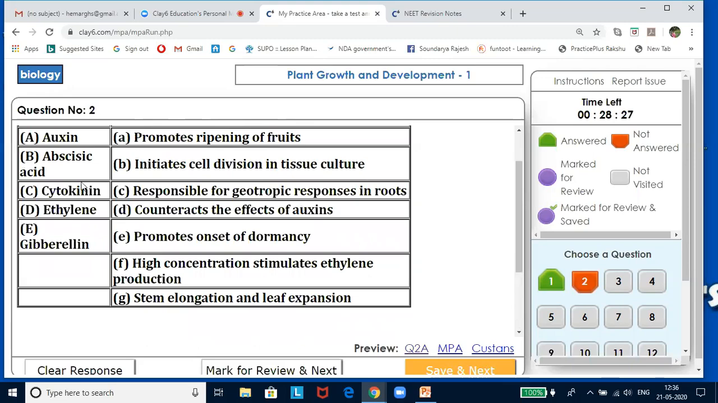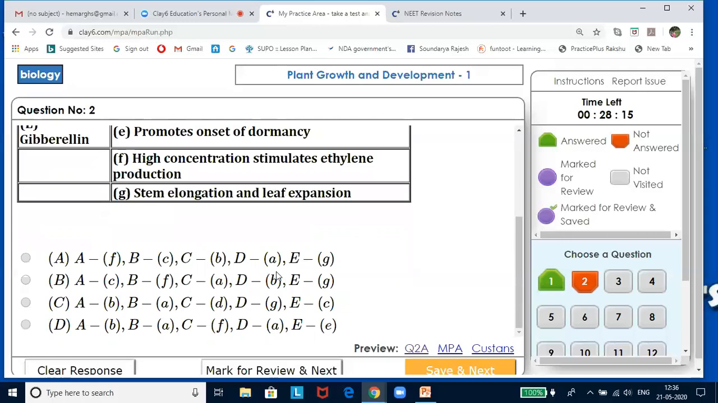Abscisic acid. So auxins, let us look at auxins first. Auxins, high concentration stimulates ethylene production. So A and F. A and F. So the first one is the right choice. That means to say auxin at high concentration stimulates ethylene production. Abscisic acid is responsible for geotropic responses in roots.